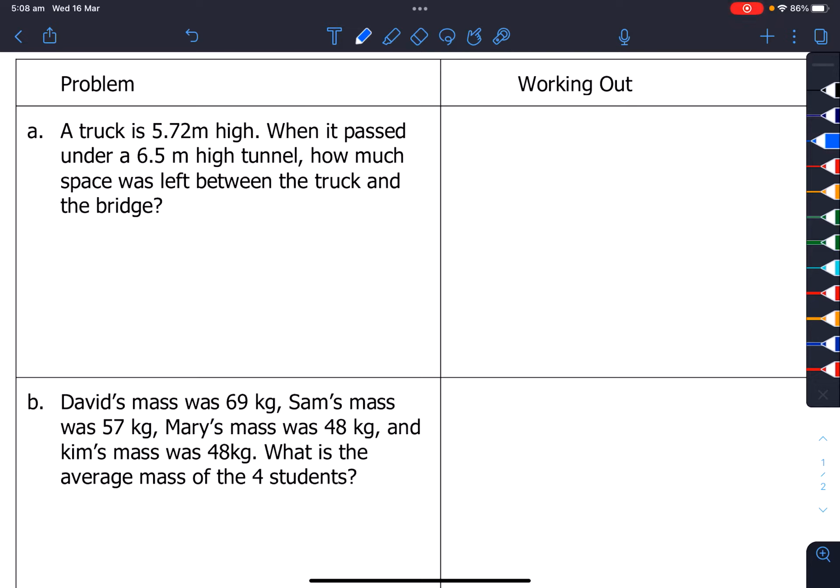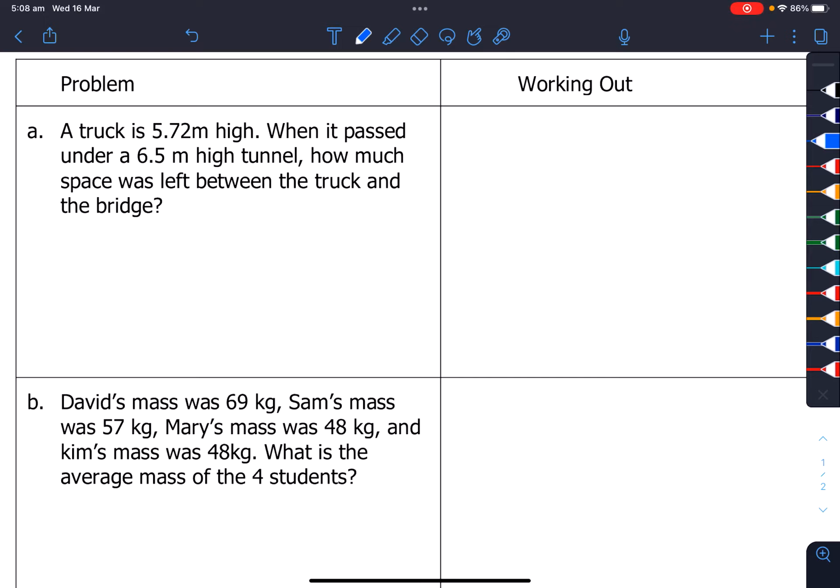Now we talk about the super problem solving. A truck is 5.72 meter high. When it passed under 6.5 meter high tunnel, how much space was left between the truck and the bridge?